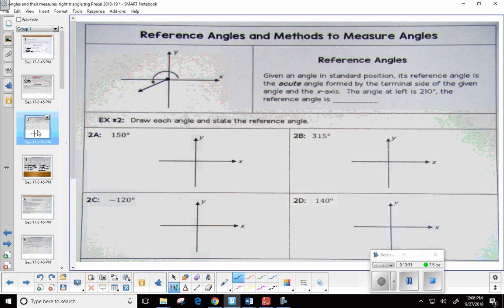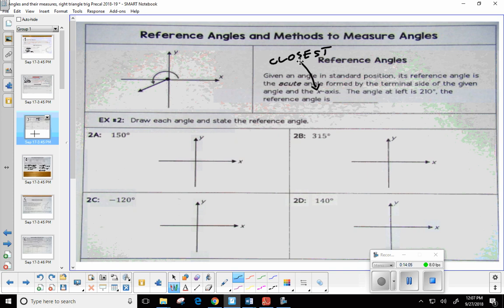Okay, next up: reference angles and methods to measure angles. Reference angles and coterminal angles are two completely different ideas. Given an angle in standard position, its reference angle is the acute angle formed by the terminal side of the given angle and the x-axis. And really what I should say here is the closest x-axis, whether that be the negative or the positive portion of it. Whatever the closest x-axis is, that's where you create the angle.